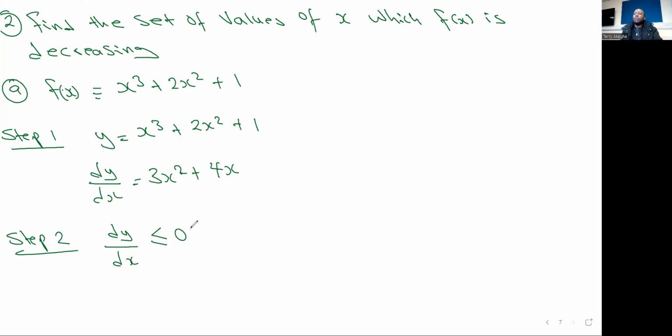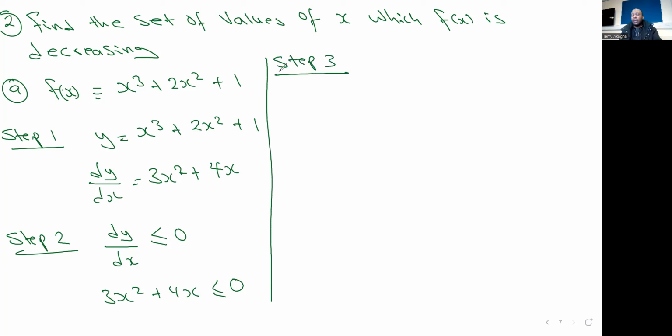Then we have dy over dx here is 3x squared plus 4x. So that means 3x squared plus 4x must be less than or equal to 0. The next thing you do, step 3.